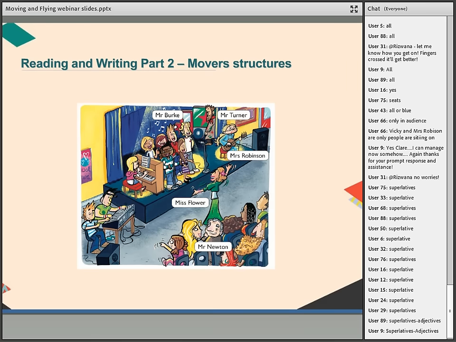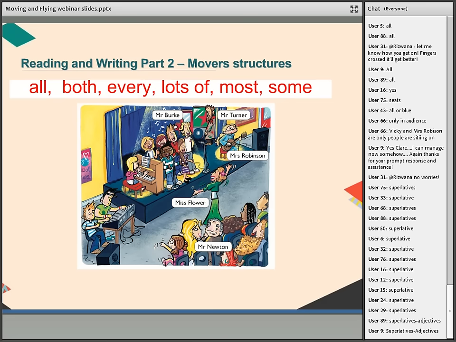Now I'm going to show you some words. What kind of words are these words?